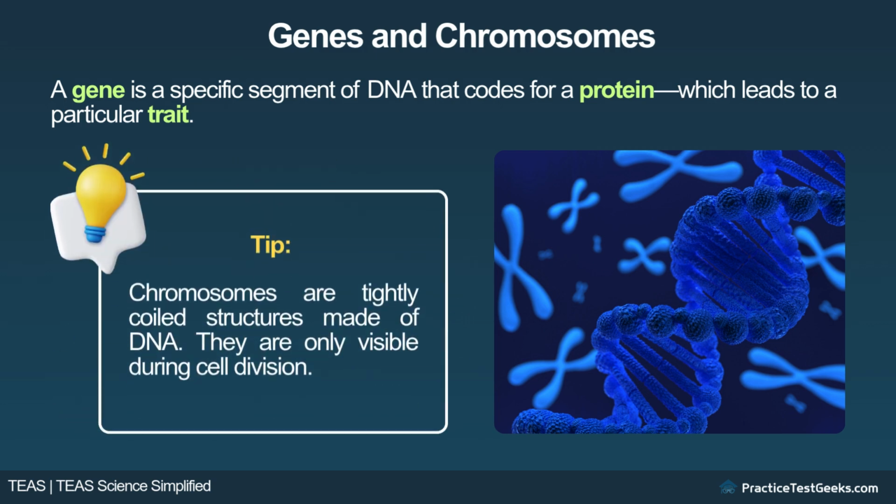Here's a helpful tip. Chromosomes are made of tightly coiled DNA, and they become visible only during cell division, such as mitosis or meiosis. That's usually the only time we can actually see them under a microscope.